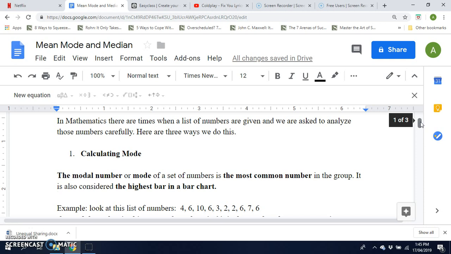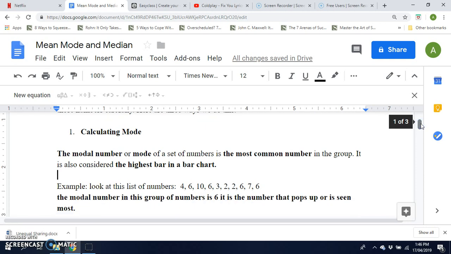Not what is the largest number. The largest number is 10. The smallest number is 2. The number that pops up the most, the number that is the most common number, is the number 6. And that's basically what mode is. The most common number in a list.